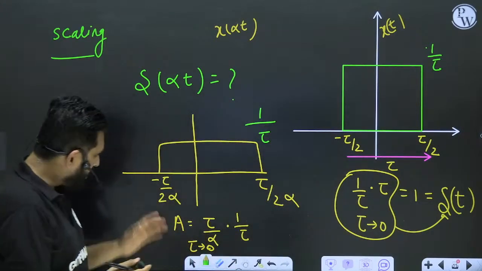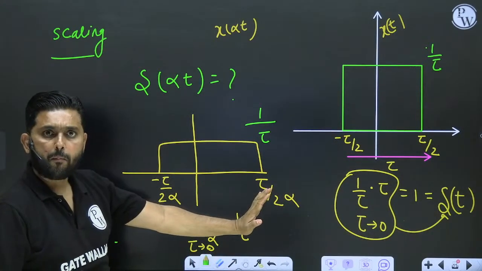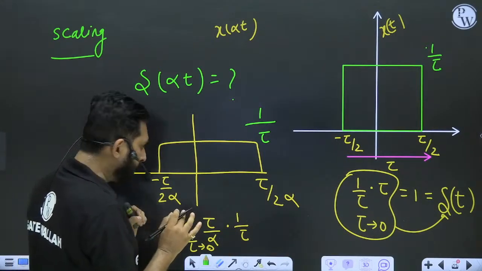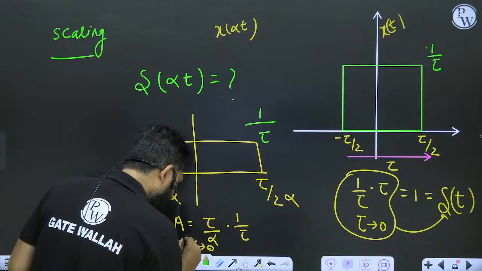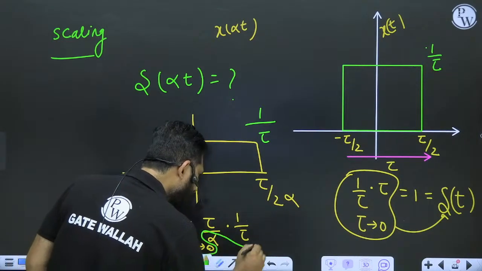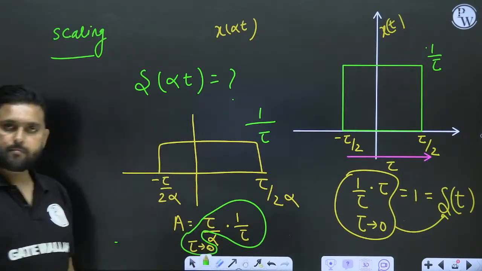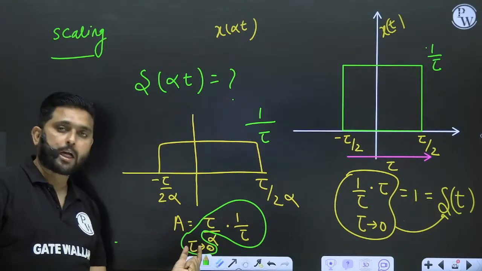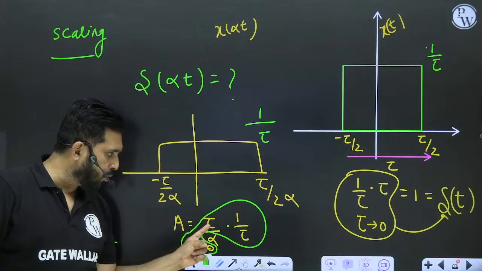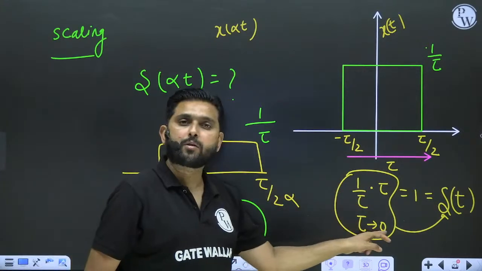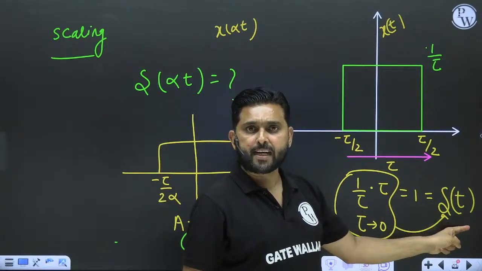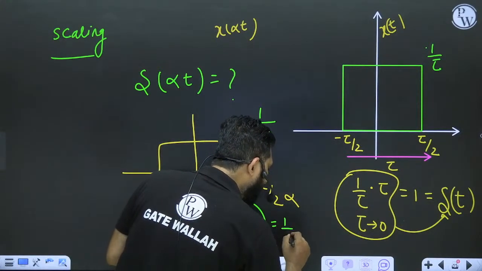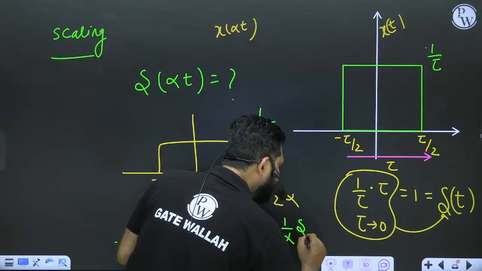See here, total width is tau by alpha, and tau cancels with tau tending to 0. Whatever is in the circle part, tau into 1 by tau with tau tending towards 0, I am denoting by the impulse function delta t. So I am denoting the whole function to be the impulse function. It is equal to 1 by alpha times delta t.